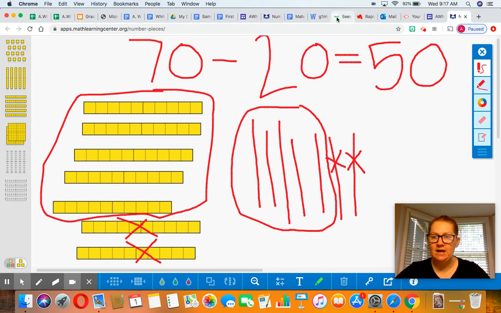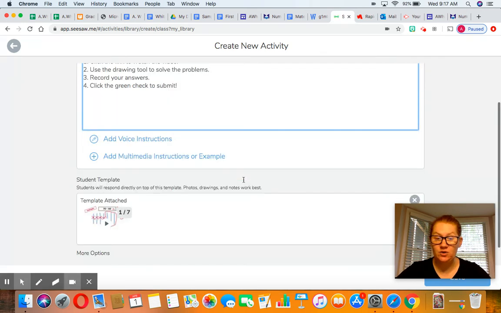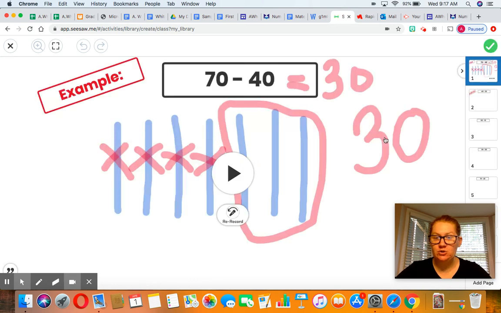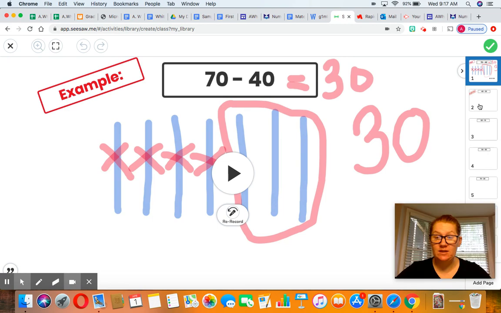So today, I'd like you to go to Seesaw and do that activity that I created for you. This is what the template looks like, and I've talked you through an example. There are a few different pages. I think there's 6 or 7 pages of examples. If you have any questions about this today, just let me know. I will be happy to help you.